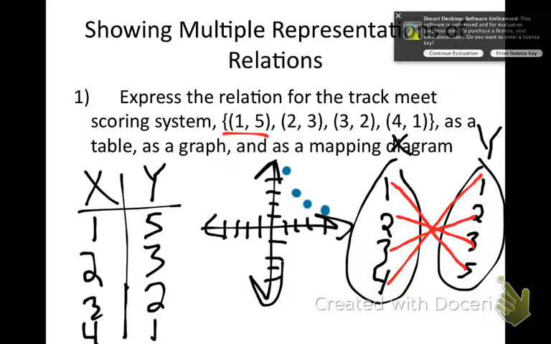Mapping diagrams, again, one of the only places I've really seen them is with mail delivery or postal delivery. They use mapping diagrams to help draw out the routes. But again, it's very uncommon to see mapping diagrams. You see more of the first two than you do the third.